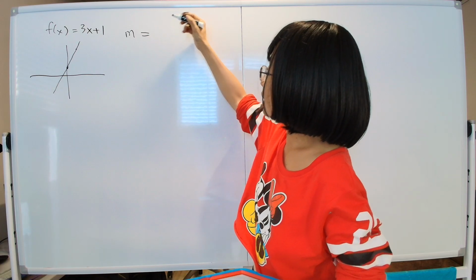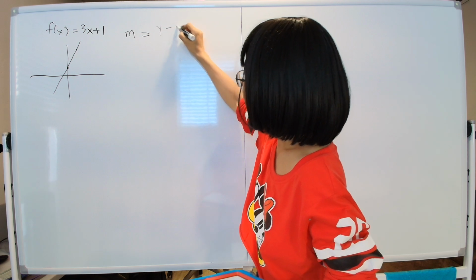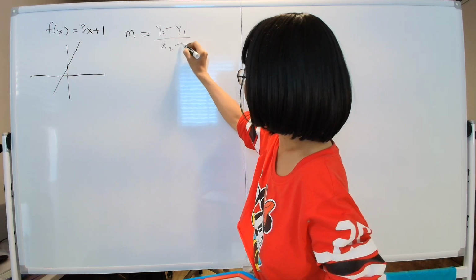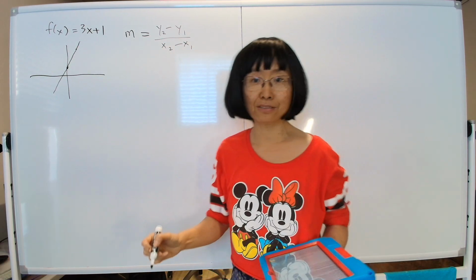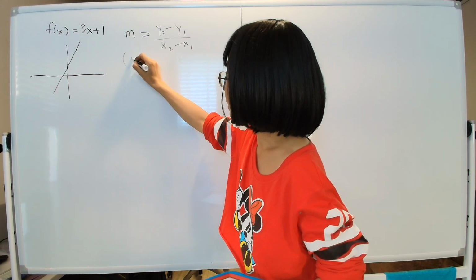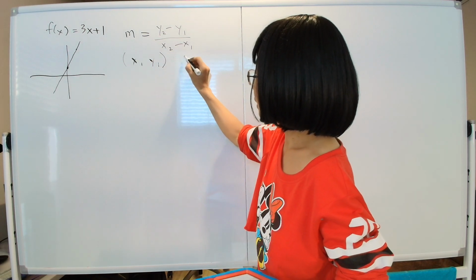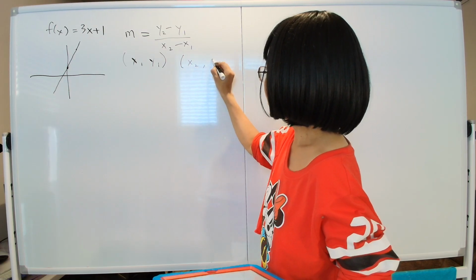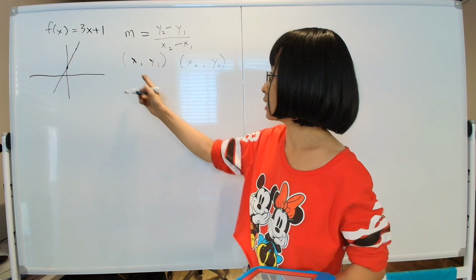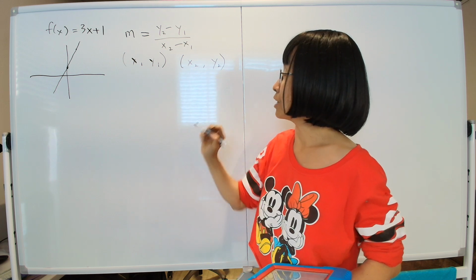So the slope is defined as y2 minus y1 over x2 minus x1, where x1, y1 and x2, y2 are 2 points, any 2 points, okay? These are any 2 points on the line, like the ones we just used to draw it: when x is 0, y is 1, or when x is 1, y is 4.